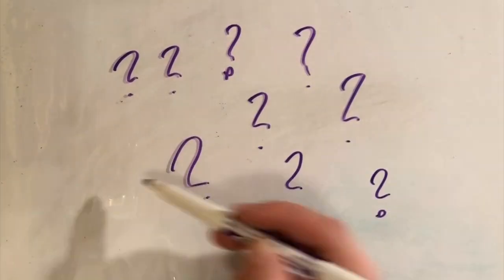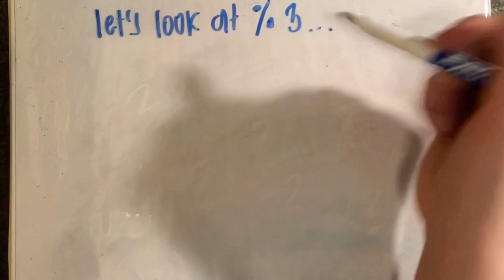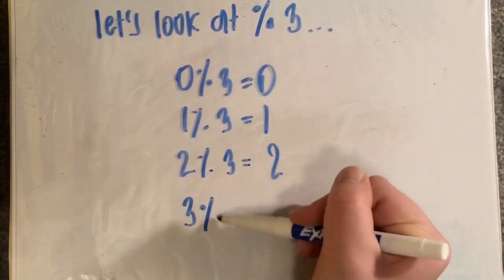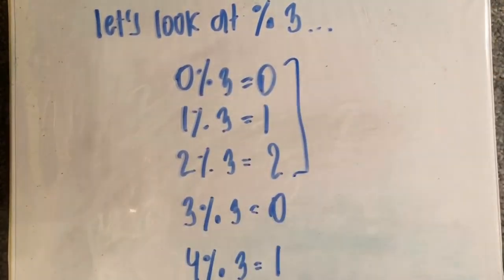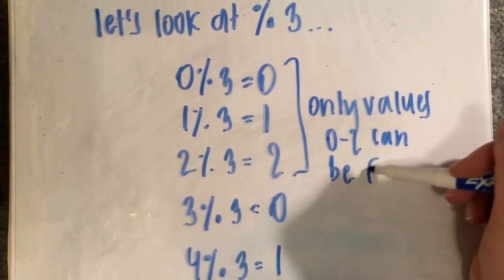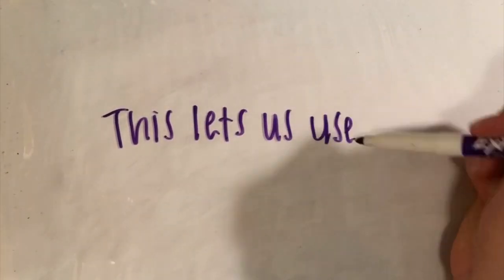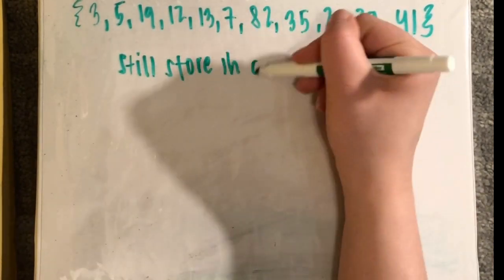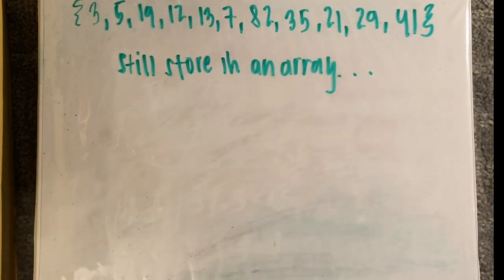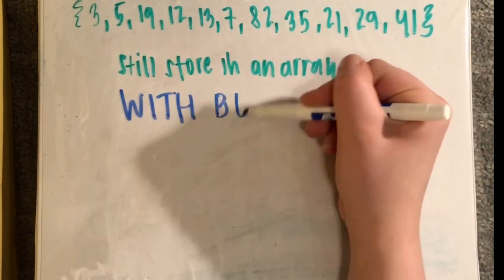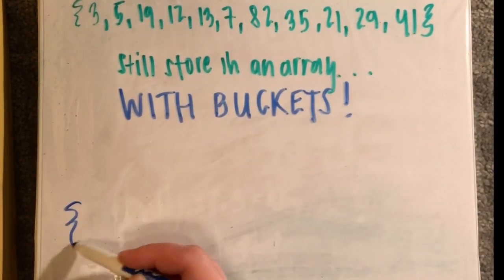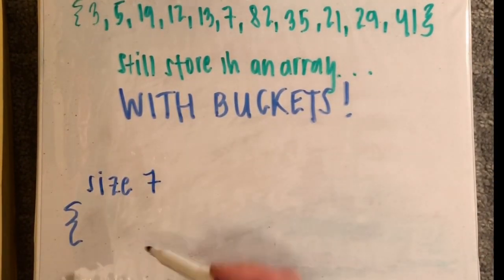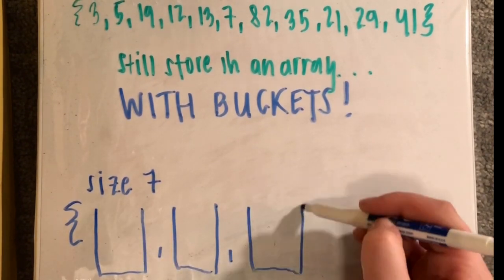So now that we know what mod is, why does it matter? If we take a look at mod 3, we can see that the only values we can get are values from 0 to 2, which ultimately helps us do hashing. Let's go back to the array we had before. Now, instead of having a ginormous array, we have an array of fixed length with buckets. Let's say the length of the array is 7, so we have 7 buckets numbered 0 through 6.